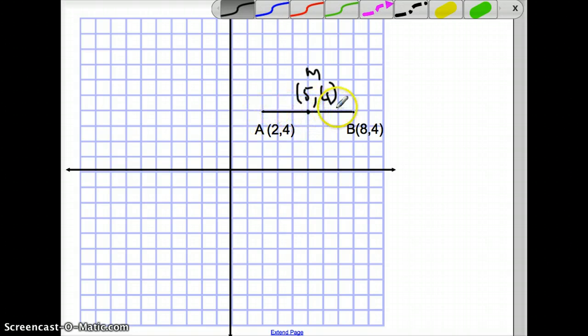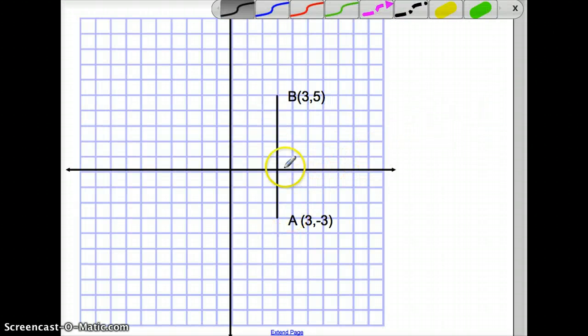Well, since it's a horizontal line, the only thing that's changing is the x value. And if you think about it, we are 2 over here and 8 over there. So to be in the middle, we have to basically take the average of the two x coordinates. So the average of 2 and 8 is 2 plus 8 divided by 2, which is equal to 10 over 2, or 5.